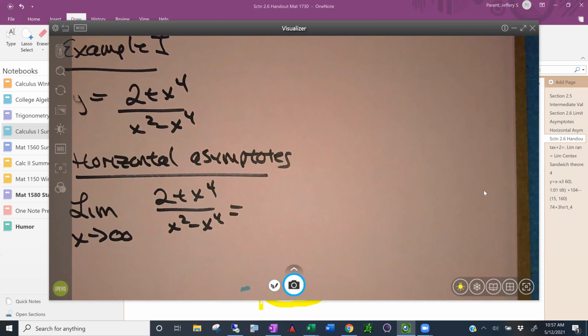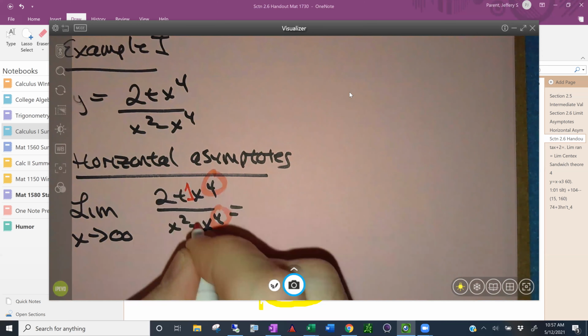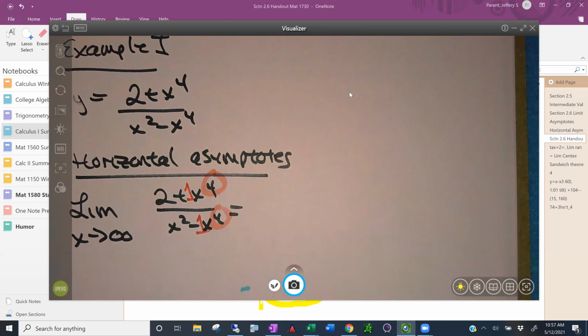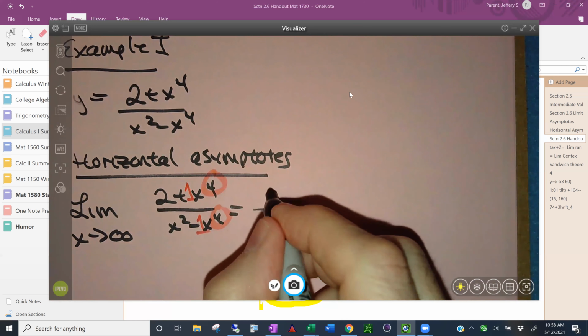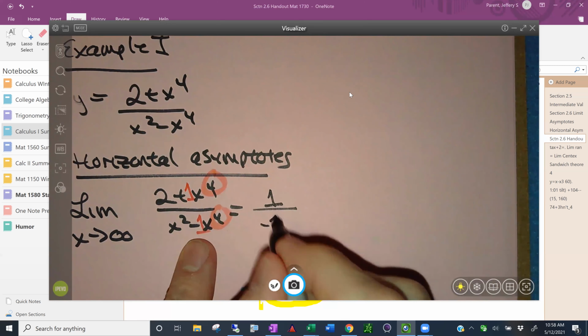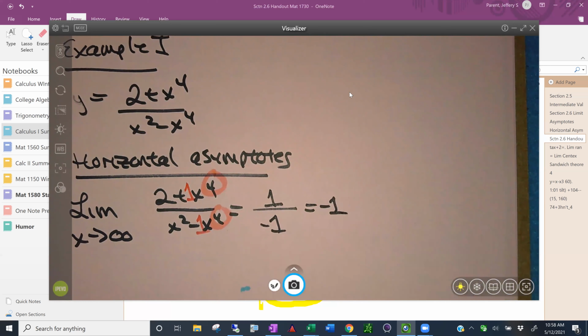The degrees are the same. Yeah, the degrees are the same. Perfect. You have a degree 4 and a degree 4. So it turns out that the limit is just a ratio of these leading coefficients. The leading coefficient in the numerator is the coefficient of the highest degree term. It's not the 2 here because that's out in front. It's the 1 because that's the coefficient of the highest degree term. That's a 1. That's a -1. And you're done.